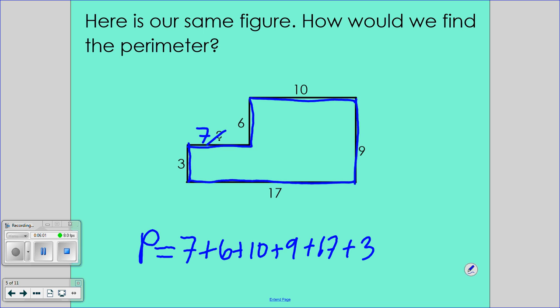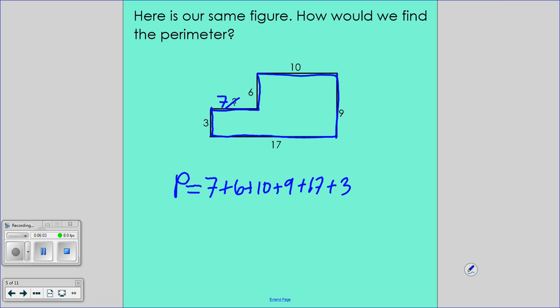Alright, from here we got a lot of numbers. So Sam's strategy was we can combine some of these numbers. Okay? I definitely know I'm going to combine these two. 17 plus 3. That makes a nice, easy, what? 20. Guess I'll combine these two because they're next to each other. 10 plus 9. 19. And then all I got left is 7 plus 6. Which is 13.